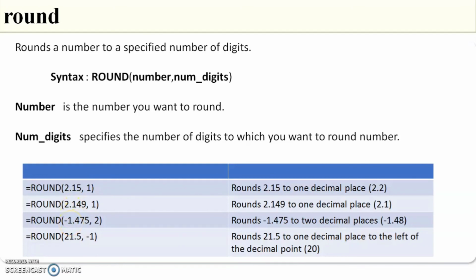In the same way, here we have minus 1.475 rounded to 2 decimal places. So it has rounded 475 to 48. Then ROUND 21.5, minus 1. Here minus 1 means it is to the left of the decimal point. So to the left of the decimal point we have 20. So it is rounded to 20, and the answer is displayed as 20.